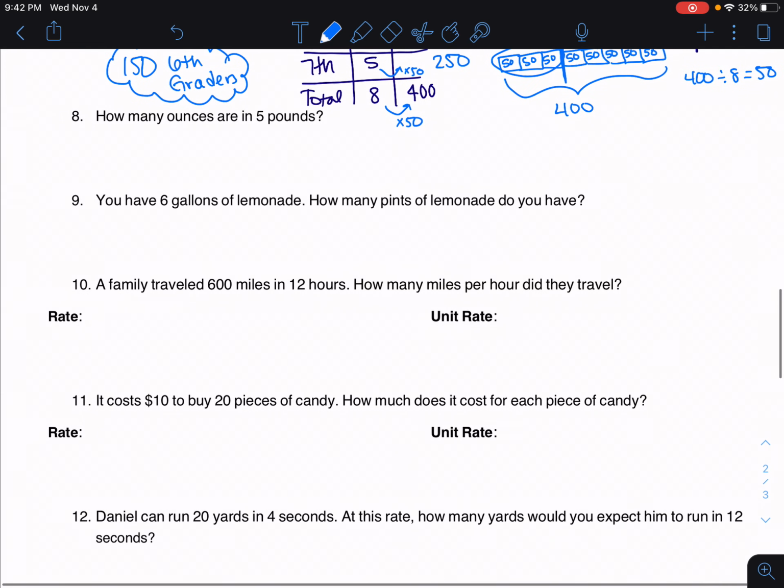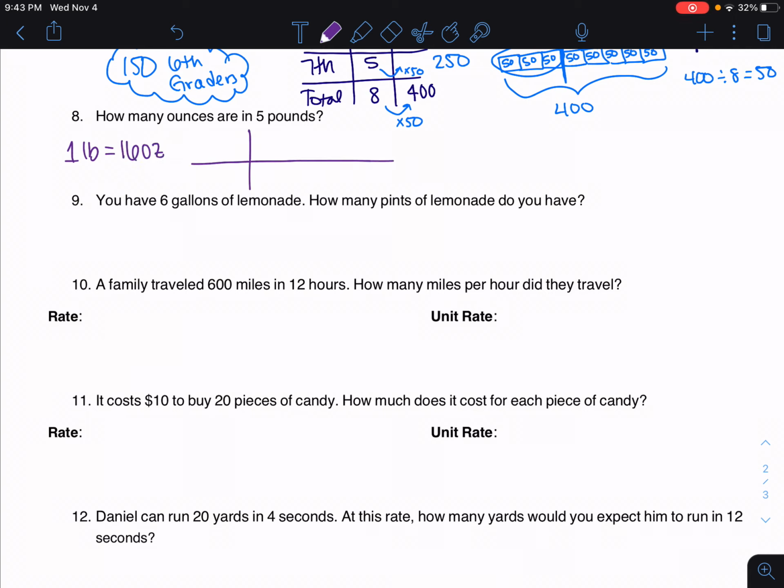Number 8 says how many ounces are in 5 pounds. Well, the first thing that we are going to start with is the fact that there are 16 ounces in 1 pound. So 1 pound is equal to 16 ounces. So when I make my ratio table, I'm going to have pounds and ounces. And the fact that there is 1 pound and 16 ounces is where I'm going to start. And then I've got 5 pounds. So to get from 1 to 5, I'm going to multiply by 5. And 16 times 5 is 80 ounces.